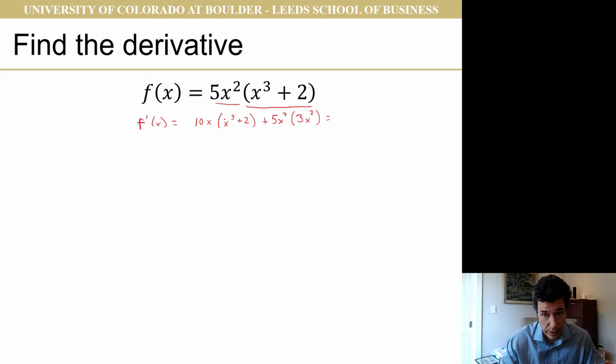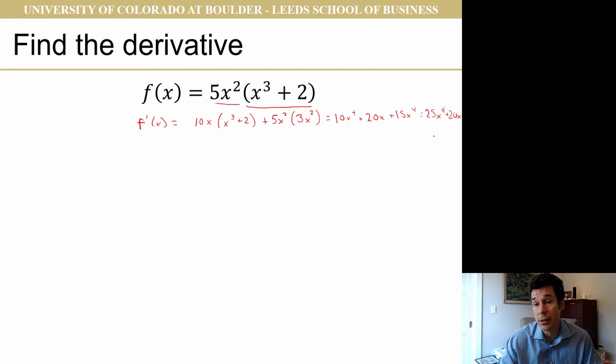Now, of course, we can simplify if we choose. If I'm asking the question, I don't care about simplification. Sometimes you're asked to simplify, so let's just do that. That's 10x times x cubed plus 2, which is 10x to the fourth plus 20x, plus 15x to the fourth, which is equal to 25x to the fourth plus 20x.